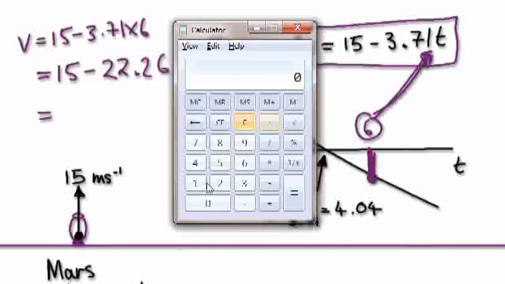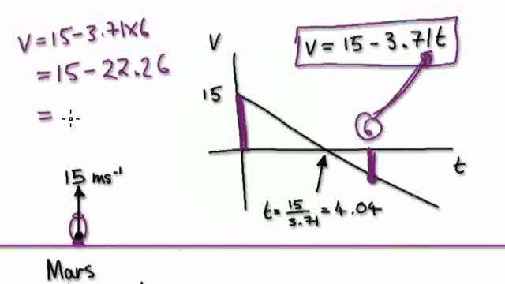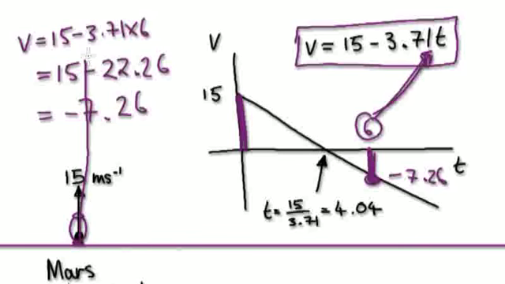So hang on, clear this. So now get 15 take away 22.26 equals this. You see, the answer is a negative number, negative 7.26. So this distance here, this length here is negative 7.26.